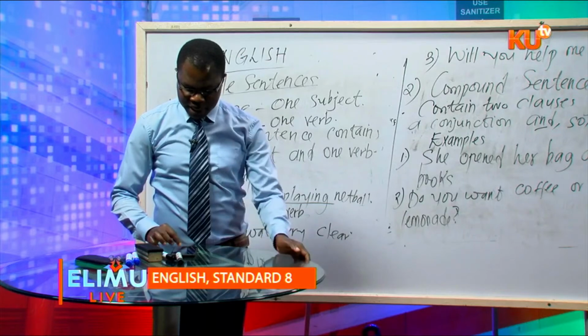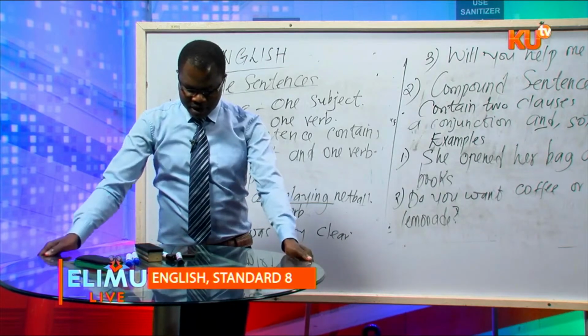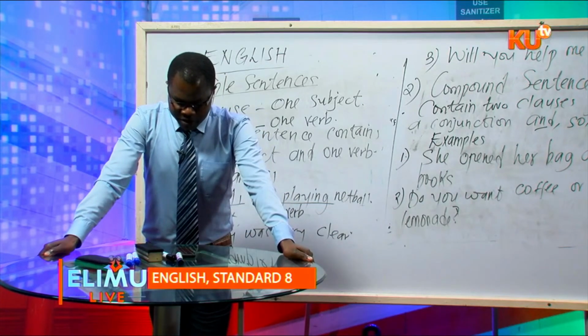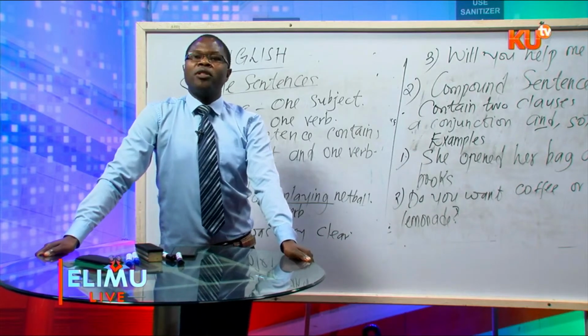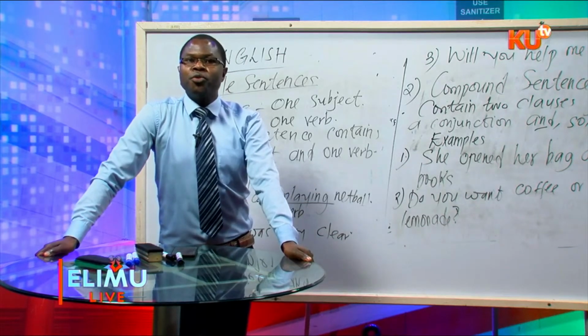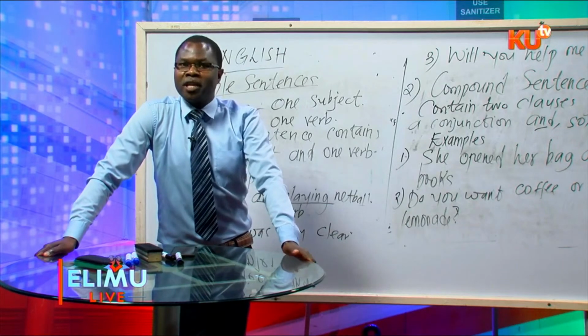Let me respond to the last question. Joy from Kayole, can a compound sentence have more than one conjunction? Yes, it can have more than one conjunction, but do not make it too long. They become very clumsy and they lose meaning.